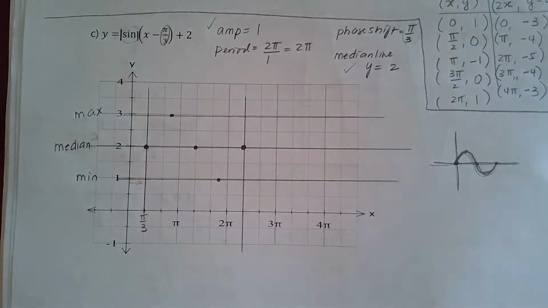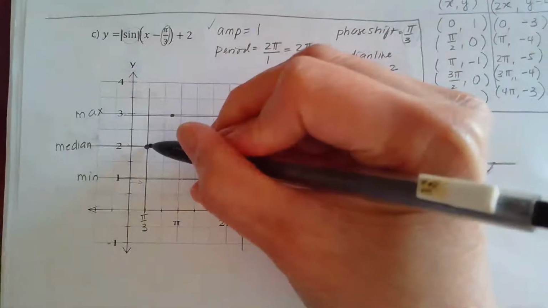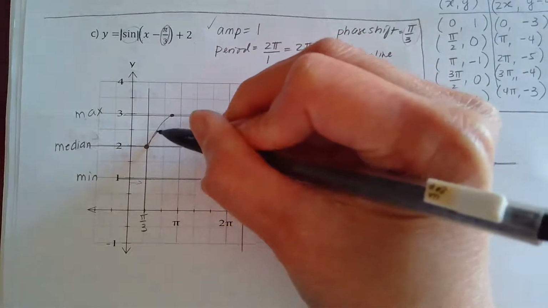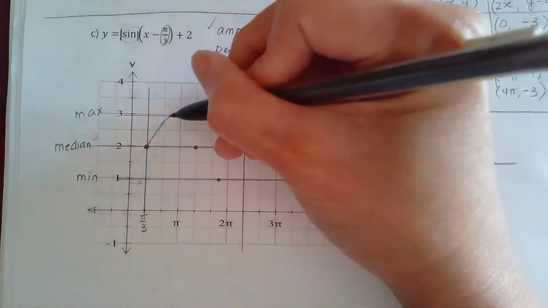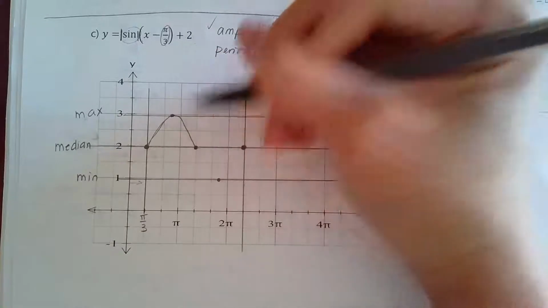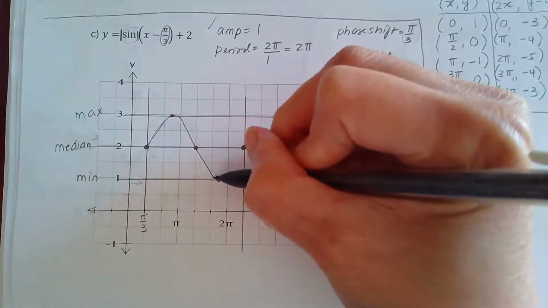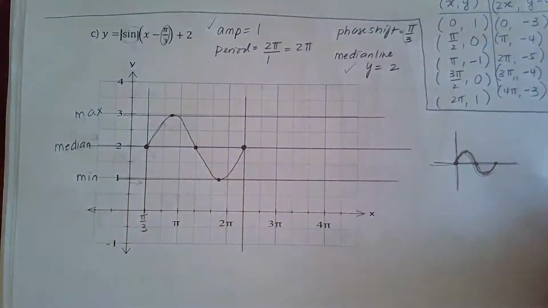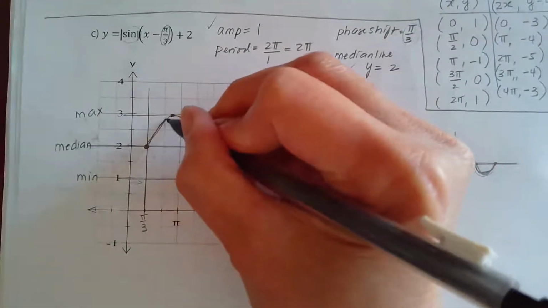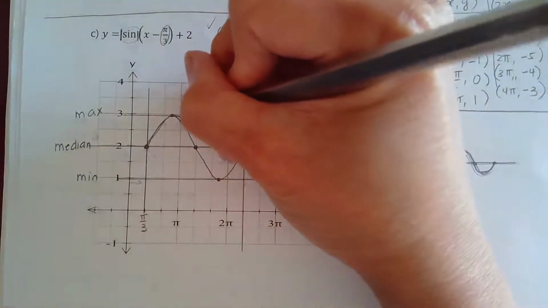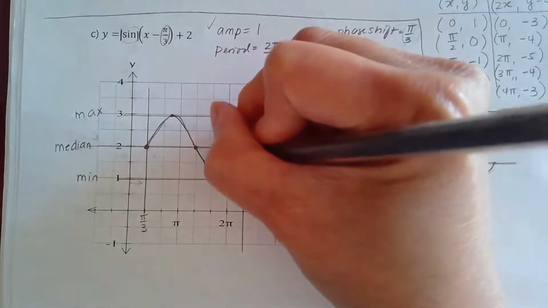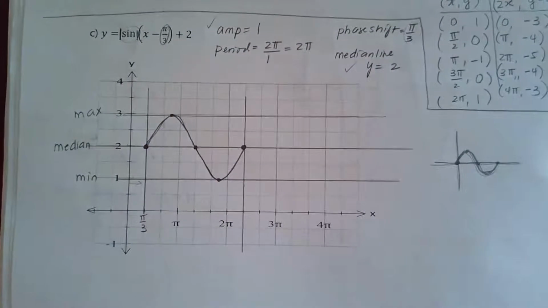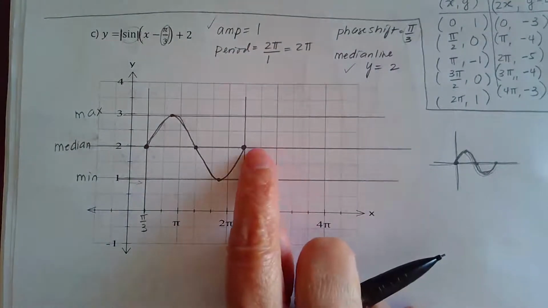Okay, so our graph would look like this. Median to max to median to minimum to median. So that's one complete cycle, like that. Okay, so now we keep going.